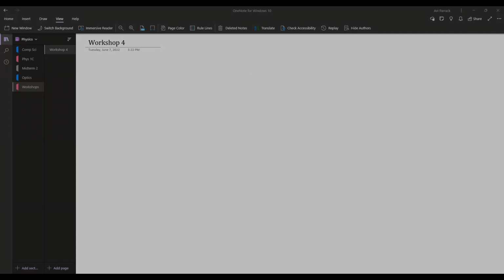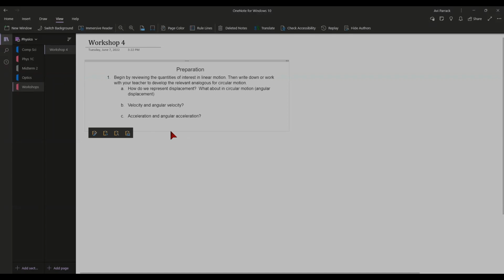So we've got our worksheet here. I'm going to copy that over into OneNote, then we can work on it from there. So preparation part 1, let's take a look at that. Okay, grab that for you guys. So it says, begin by reviewing the quantities of interest in linear motion, then write down or work with your teacher to develop the relevant analogs for circular motion.